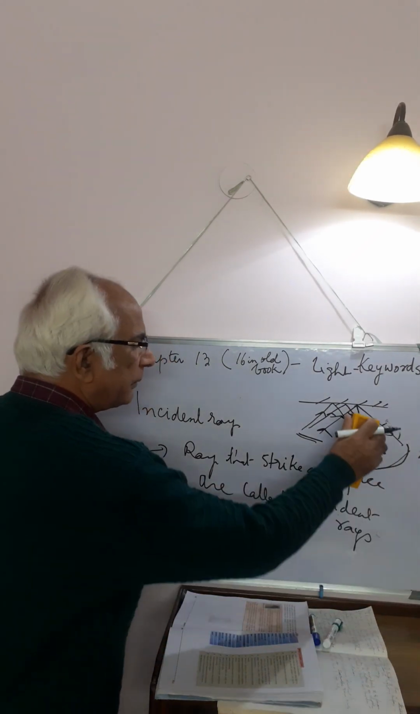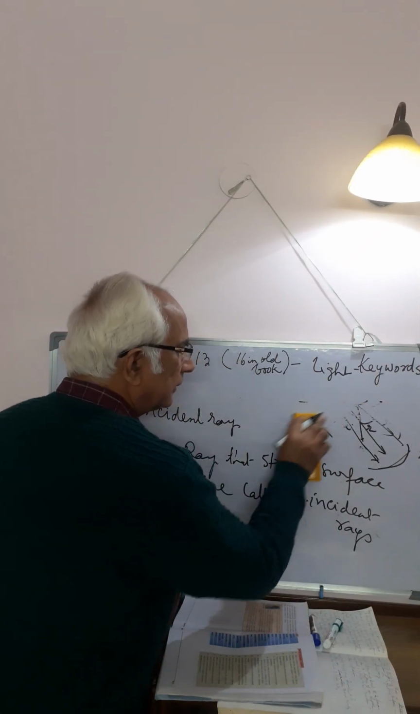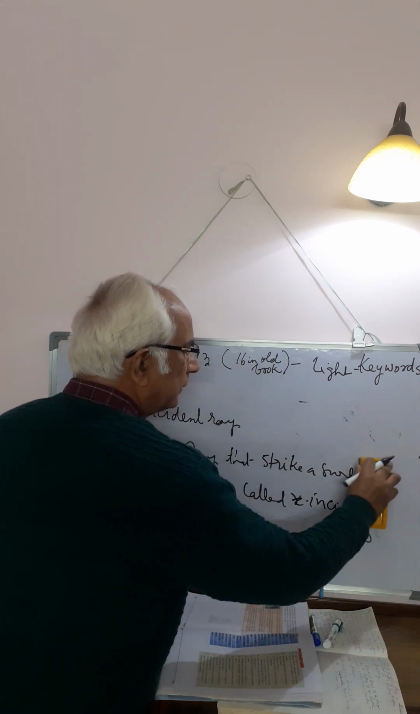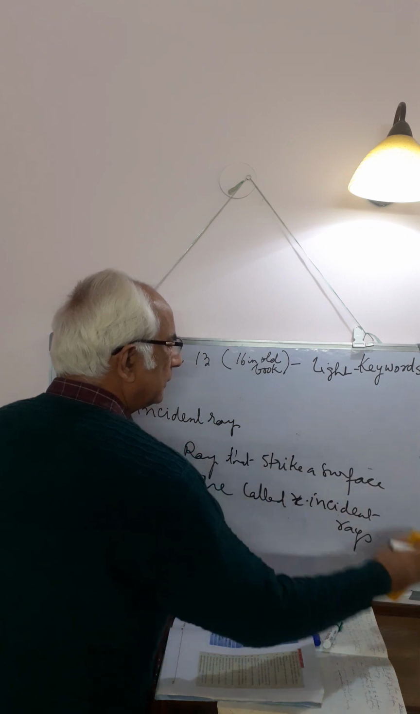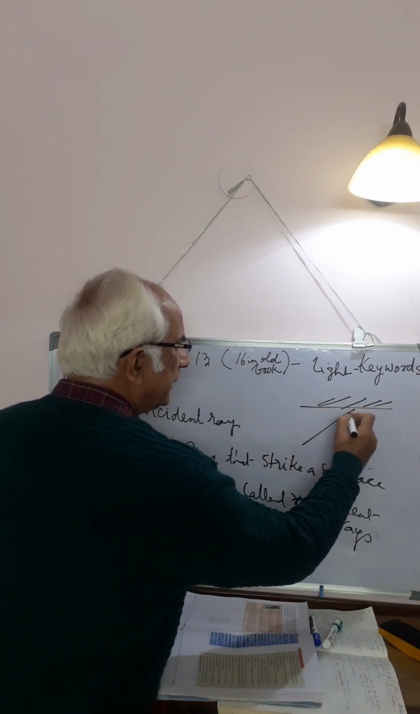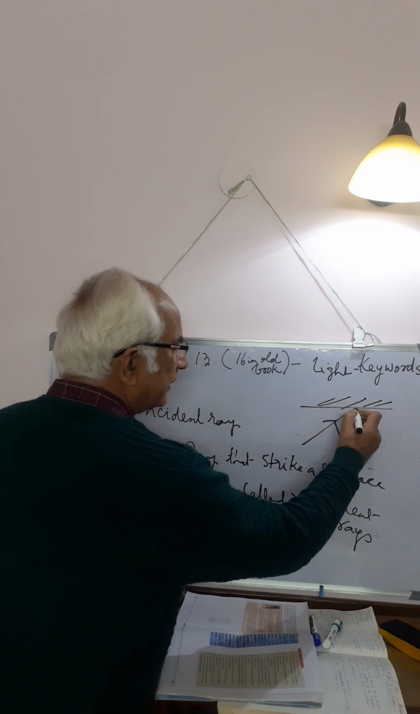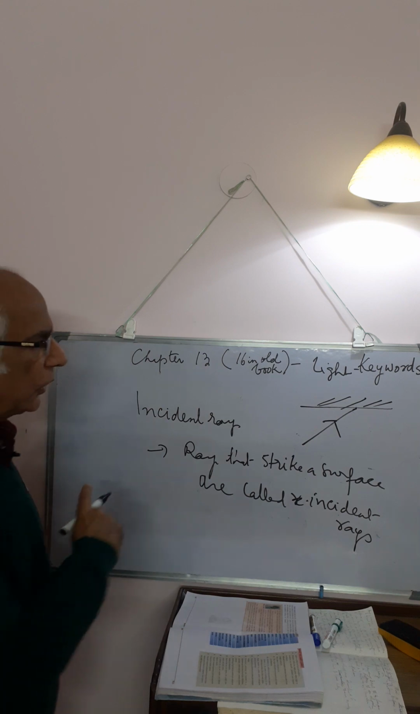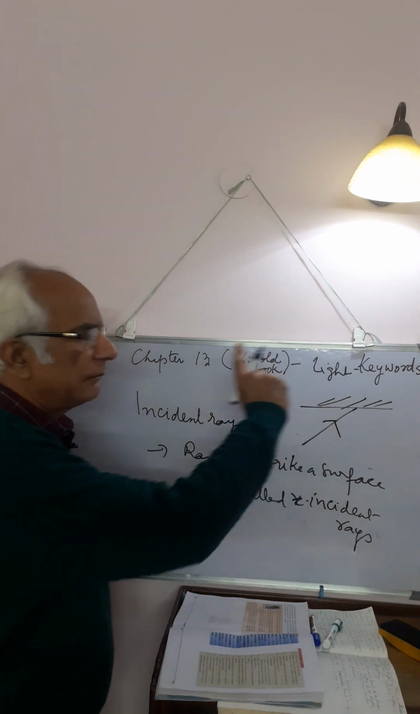And in our example, this is the mirror. This is the beam of light striking the mirror at this point. This is the incident ray. It is falling on the mirror or striking the mirror.